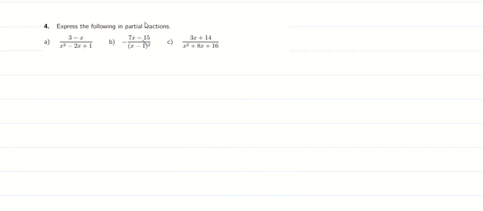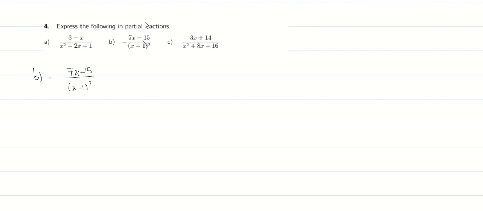Okay, on this question again, we want to break this rational expression into partial fractions. We're going to solve b as an example. So on b, we have a negative sign. Then on the top, we have 7x minus 15. And on the bottom, we have x minus 1 squared.